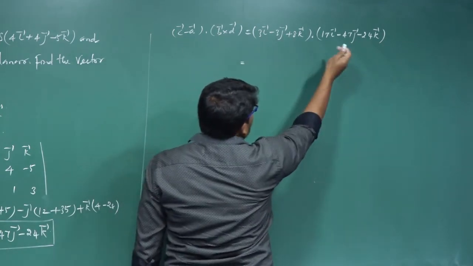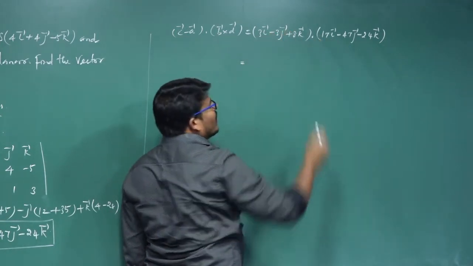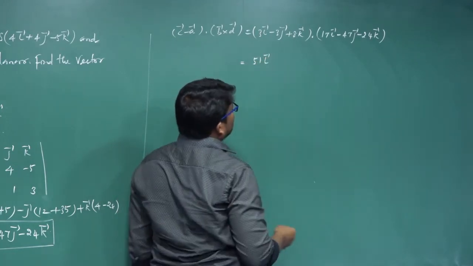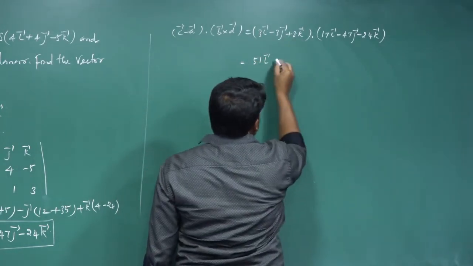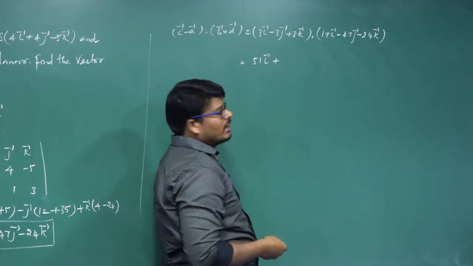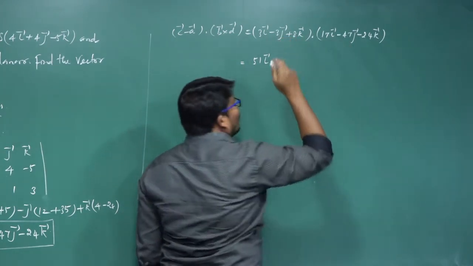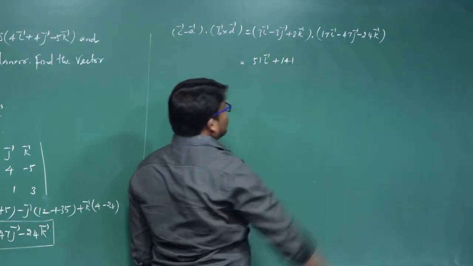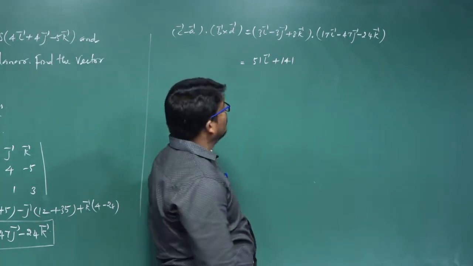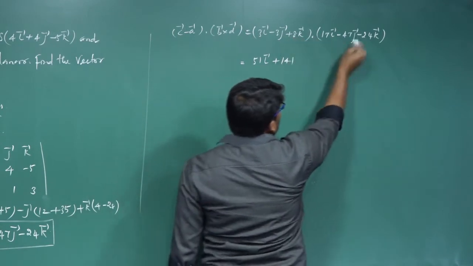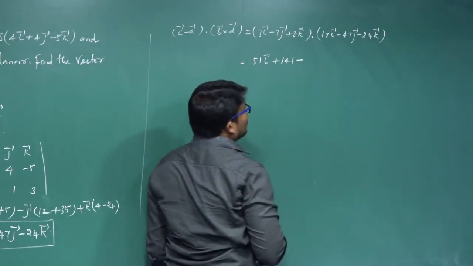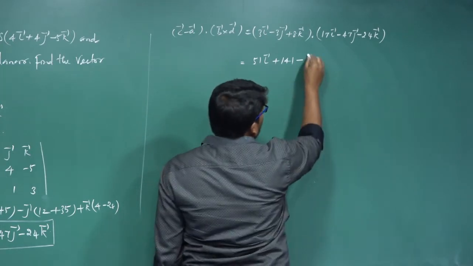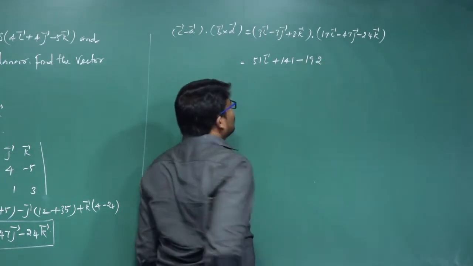Now multiply 17 into 3, 51. Next, minus into minus is plus, 47 into 3, 141. Next, plus into minus is minus, 24 into 8 is 192.